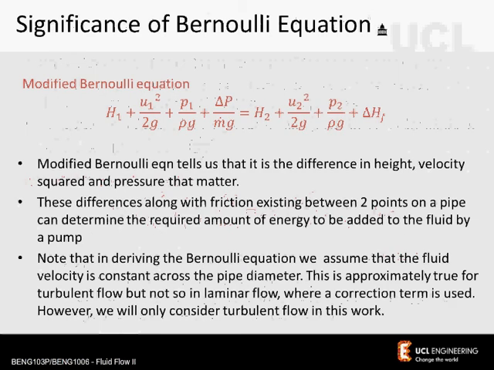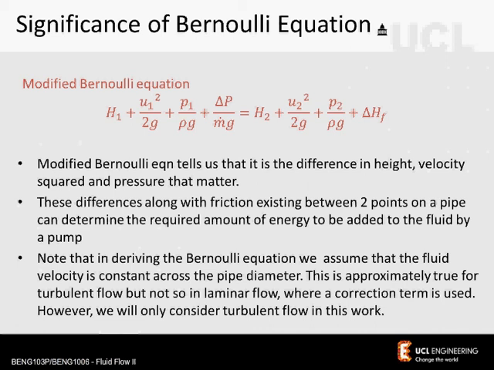The significance of the modified Bernoulli equation is that it tells us that the difference in height, velocity squared and pressure all make a difference to the amount of head loss in a system. And these differences, along with the friction existing between two points on a pipe, determine the amount of energy that we need to add to the system, or add to the fluid in fact, by a pump in order to overcome the pressure head losses.